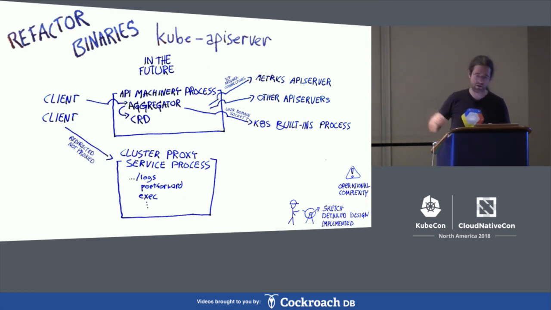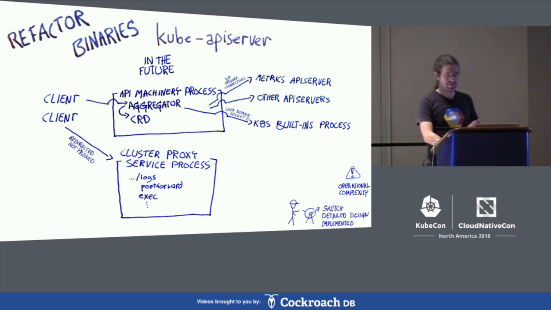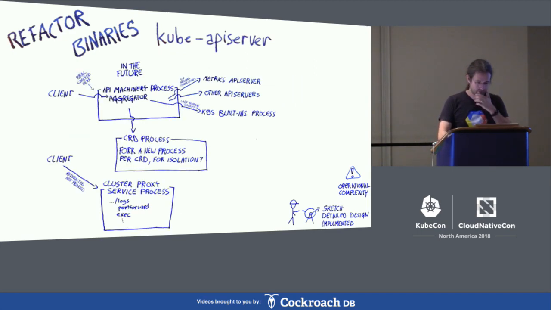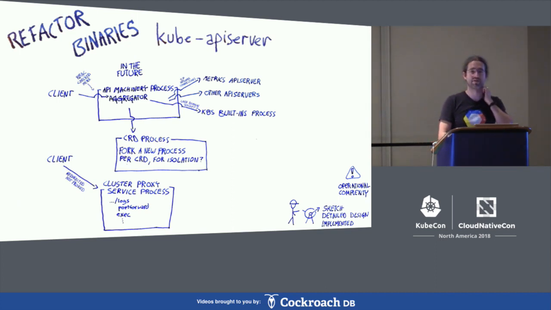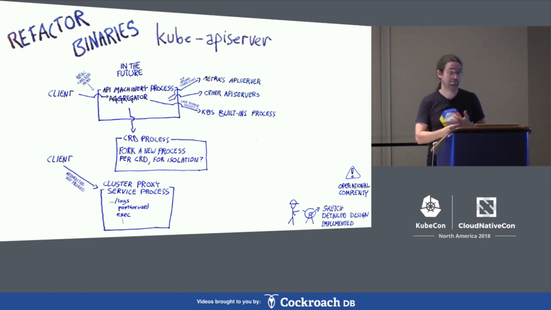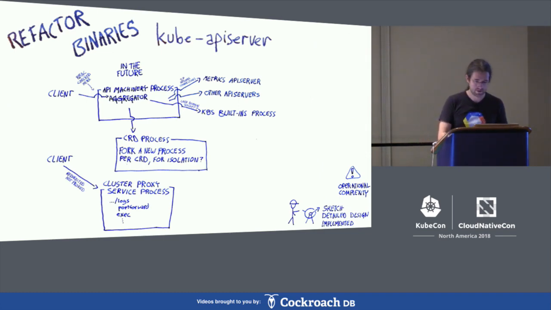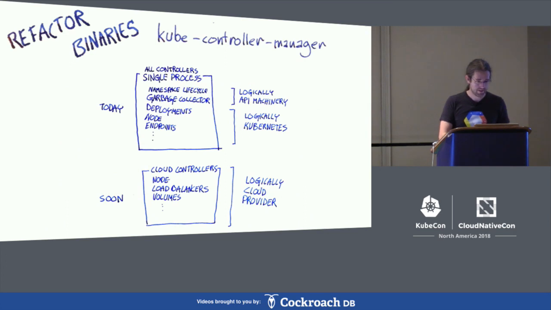Right. This, of course, is just a sketch. I've got my little construction worker in the corner there to tell you it's not a detailed design. It's definitely not implemented. You can even imagine moving the CRD process out also, so the binaries get even simpler. Depending on who is in your cluster and how isolated you want them to be, I could even imagine the CRD API server doing something crazy like forking a new process for every CRD. I don't know. Interesting idea, hopefully.